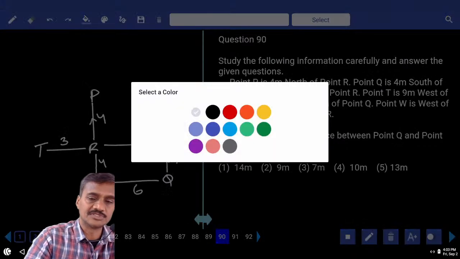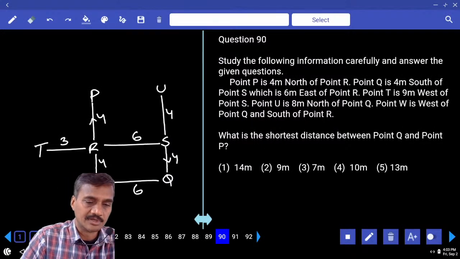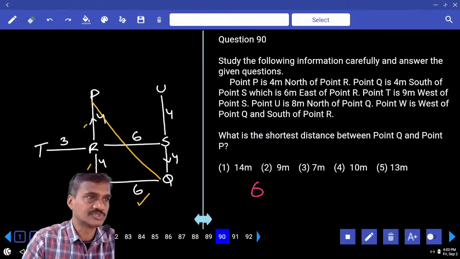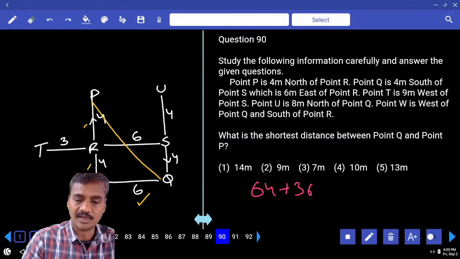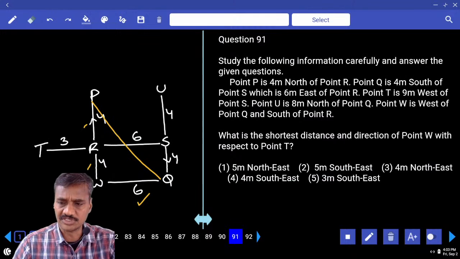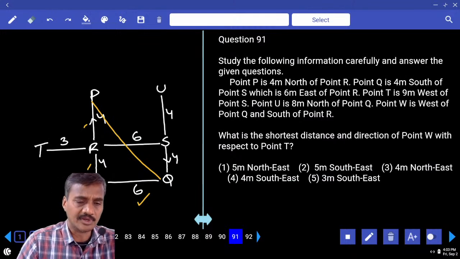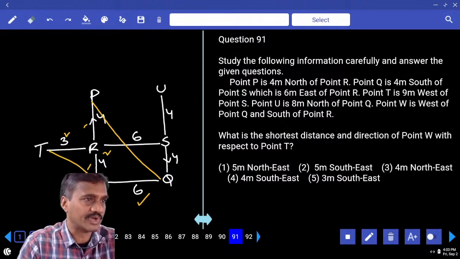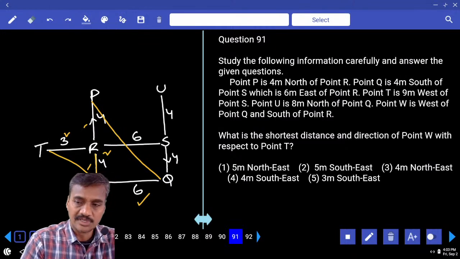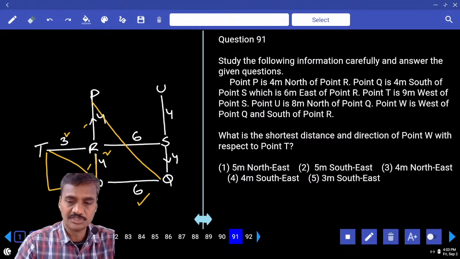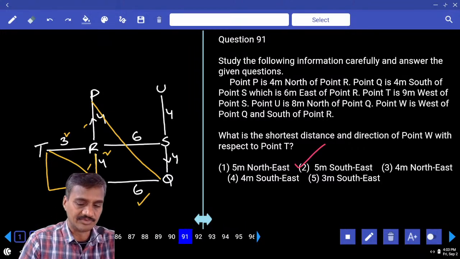Then what is the shortest distance between Q and P? Now we need to find the shortest distance between these two. Horizontal 6, vertical 8. 8 square plus 6 square: 8 square is 64, 6 square is 36, 100. 100 square root is 10, choice 90. And what is the shortest distance between W and T? Now W and T, 4 and 3. 3 square plus 4 square is how much? 5. And 5 towards which direction? W with respect to T, south and east, southeast. Now 5 meters southeast, choice 91.